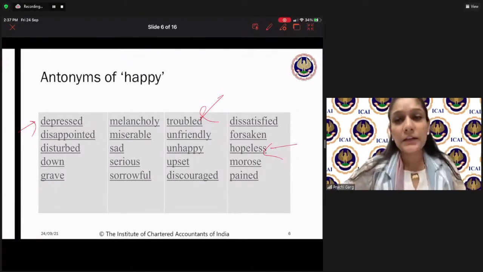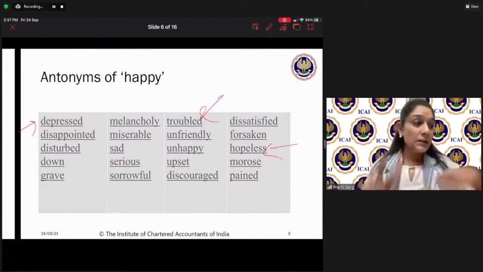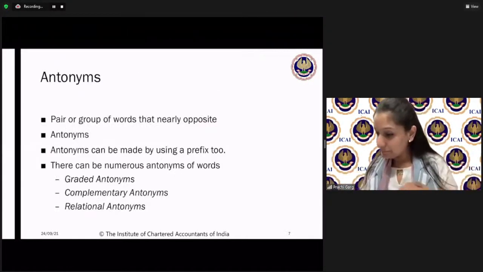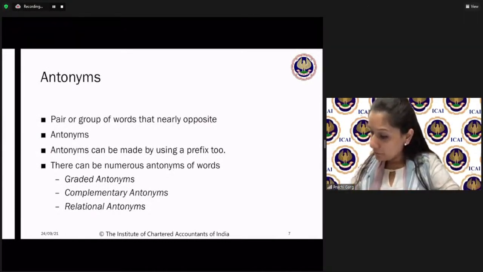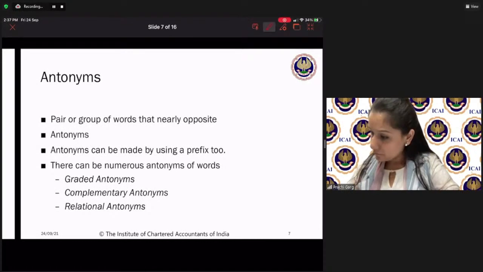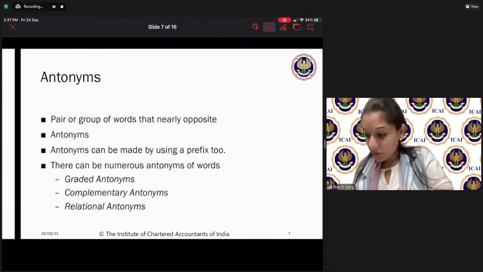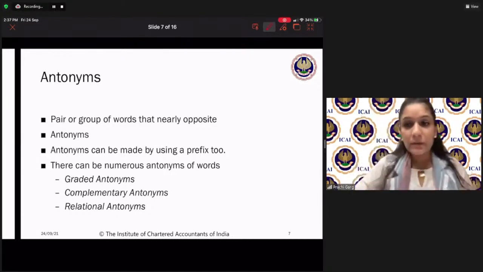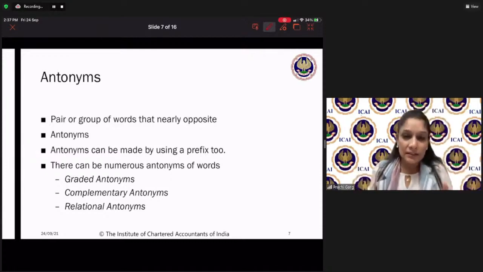All right, great. So this is what antonyms is about. Let's quickly discuss the types of antonyms here. A pair or group of antonyms are of three types. One is graded, one is complementary, and one is relational. So these are just the categories. You might know about most of them.